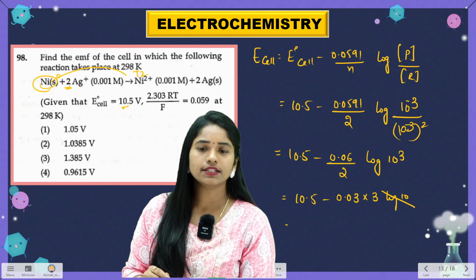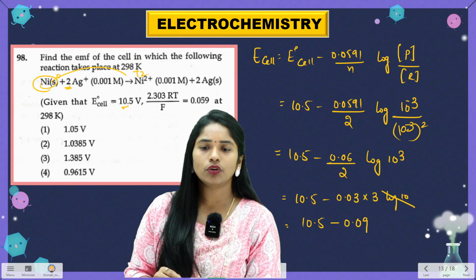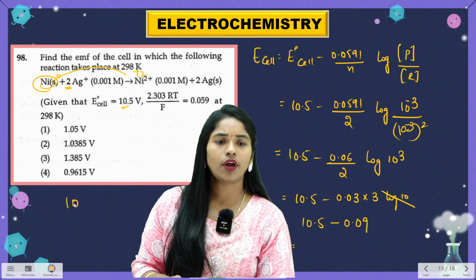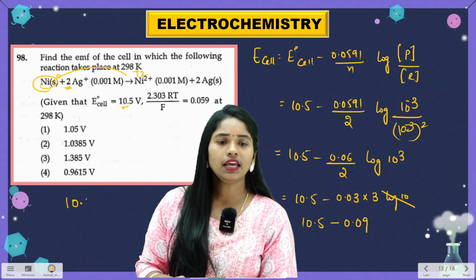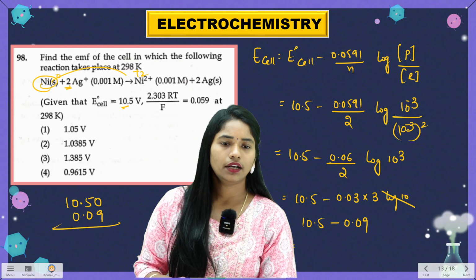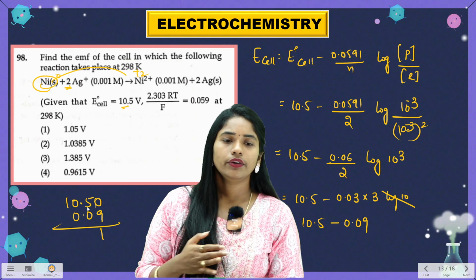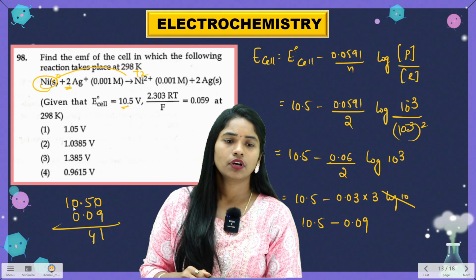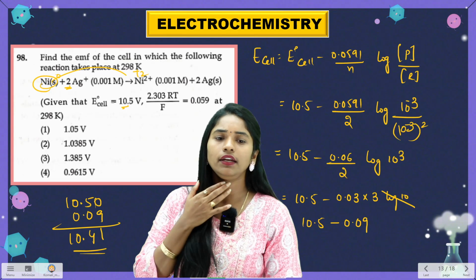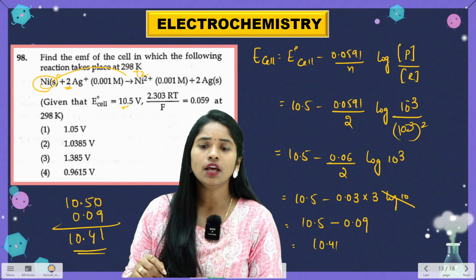Okay, log 10 is 1. Then 10.5 minus 0.09. So your answer will be around 10.5, but actually 10.5 minus 0.09: 10 minus 9 is 1, 4 minus 0 is 4, and 10 minus 1, and this is 10. So 10.41 should be the answer, but there is no such option.